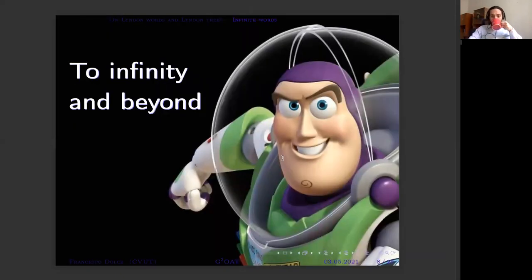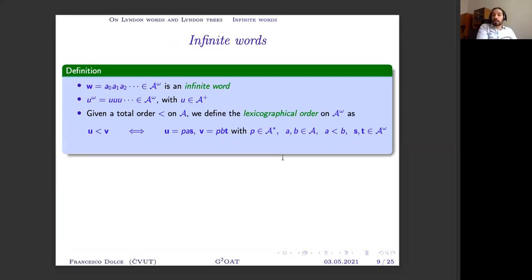Now, so far I talked about finite words, but the interesting thing is that we can apply some of these results also to infinite words. First of all, what is an infinite word? Well, as I said before, it is a sequence of letters. Here is just a prefix, infinite to the right. And an interesting way of constructing infinite words is starting from a finite word u and then just taking the infinite power. So when I write u to the omega, it means the infinite word made of u repeated an infinite number of times.